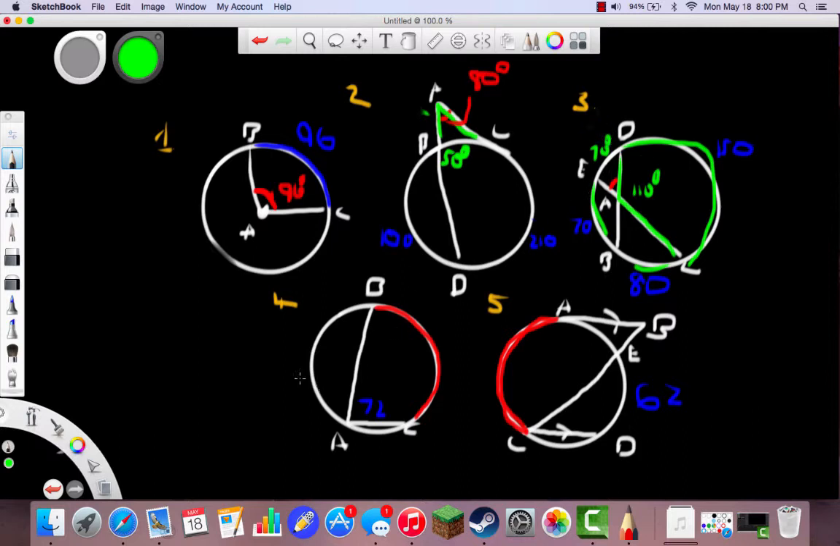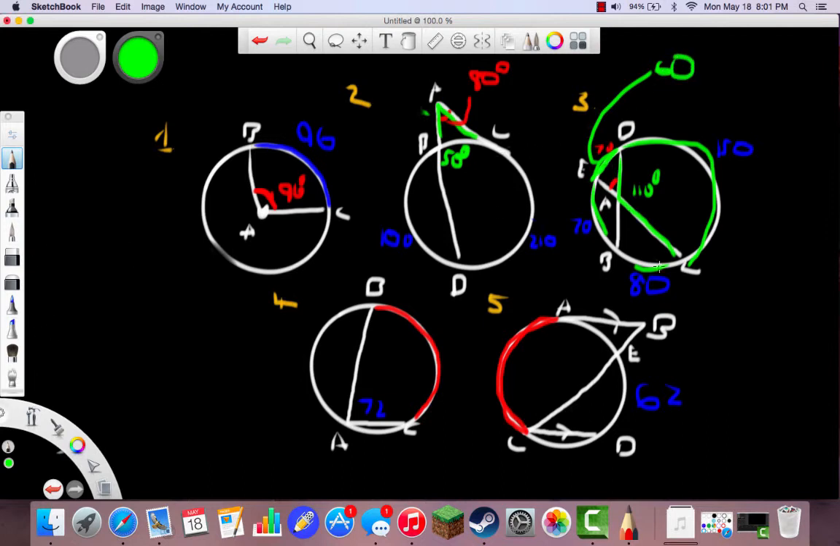Or what you could have done instead of that was, let me just write 70 here. What you could have done is 150 plus 80 plus 70. That's 300. 360 minus 300 equals 60. So then you would have found that this arc right here was 60 degrees, right? We would have found that.